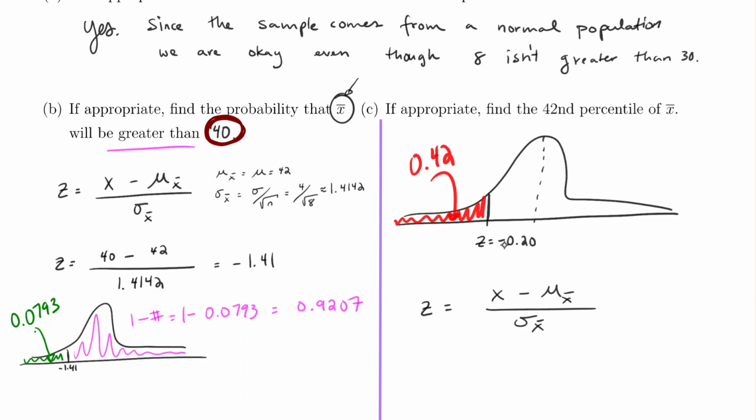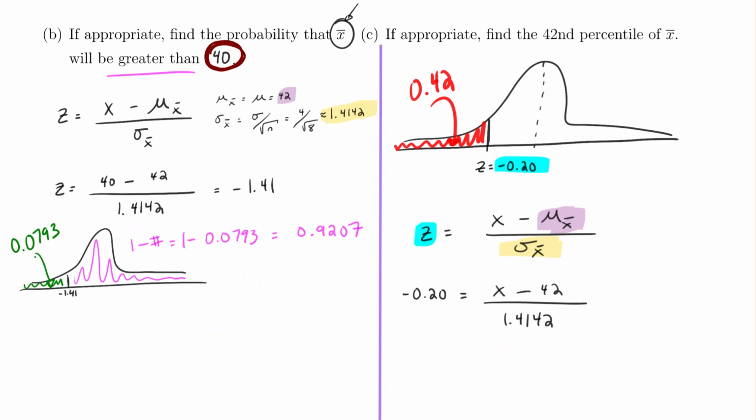Here we know that the z-score is negative 0.2. We knew previously that our mu of x-bar was 42, and that our sigma of x-bar when rounded was 1.4142. So I can set up this equation and solve and isolate for x. Remember, x is the data value that, when translated to a z-score, is the 42nd percentile of the data values. So here I've got negative 0.20 equals unknown value of x minus 42 divided by 1.4142. Now I need to use algebra to solve for x.